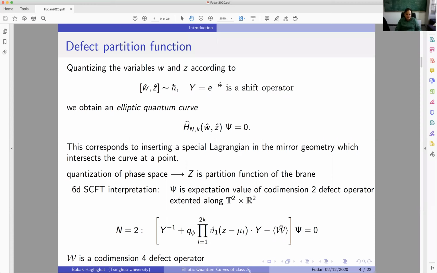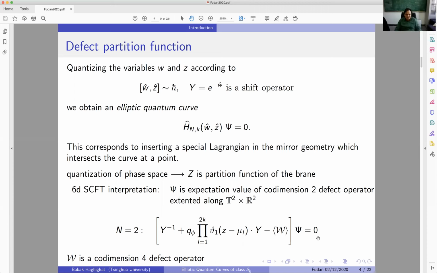And as we will see in our formulas, we can derive that this is an expectation value of a codimension 4 defect operator. So this kind of equation ties up together several pieces, namely codimension 2 defect operators realized in terms of branes and codimension 4 defect operators. This is the codimension 2 defect partition function, and this is the expectation value of the codimension 4 operator, and they all satisfy this type of equation, which can be very nicely interpreted in this mirror Calabi-Yau geometry.